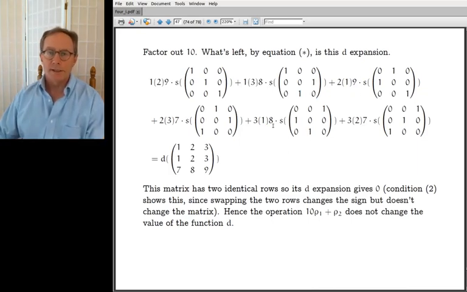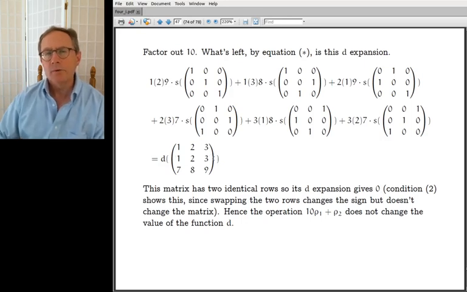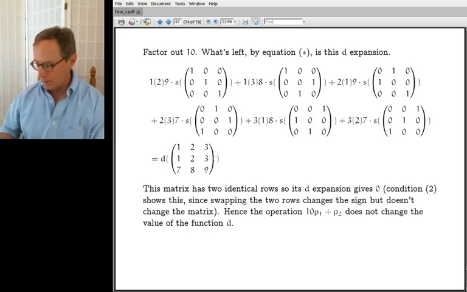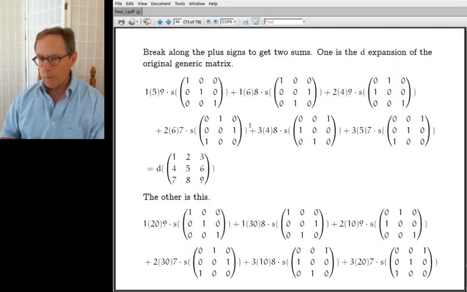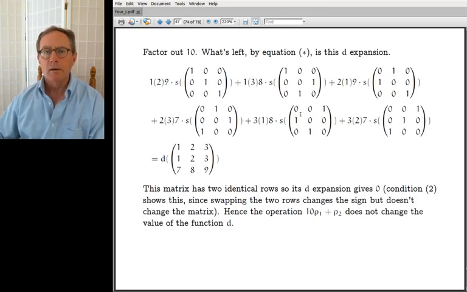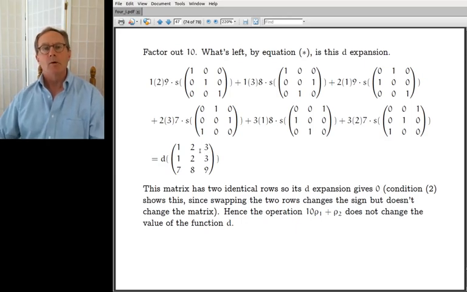You recognize this as the D expansion of something. It's the D expansion of what? It's the D expansion of this. And that involves a repeated row. Where did that extra row come from? Well, we did 10 times row 1 plus row 2. So when we get down to the 10 part, row 1 is repeated. There it is. It's repeated. Well, this has a repeated row.